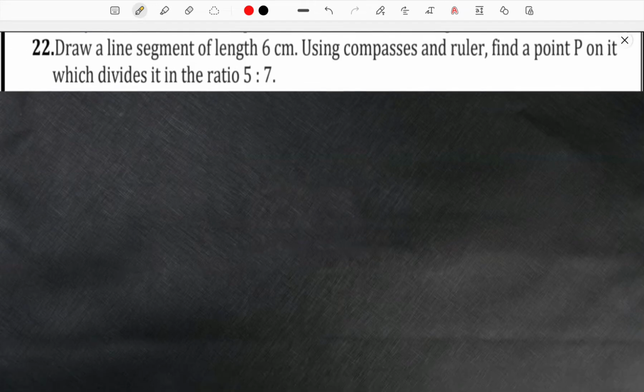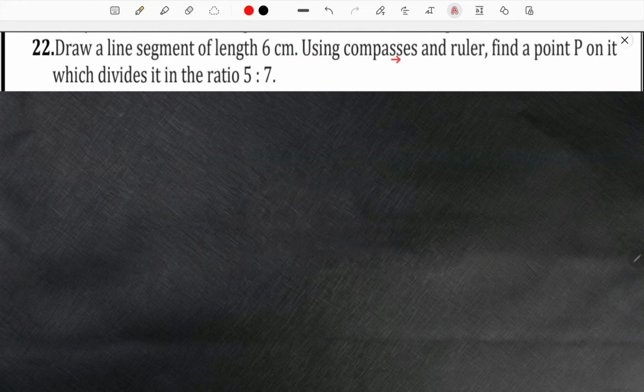Then moving forward to the 22nd question. Draw a line segment of length 6 cm. Using compasses and ruler, find a point P on it which divides it in the ratio 5:7. This is a question related to construction. I will give you an idea how to do that. First of all, you have to draw a line of length 6 cm. So this is AB with the length 6 cm.